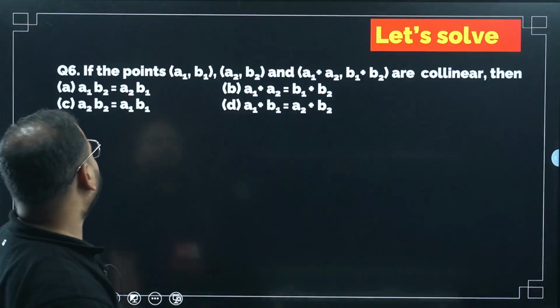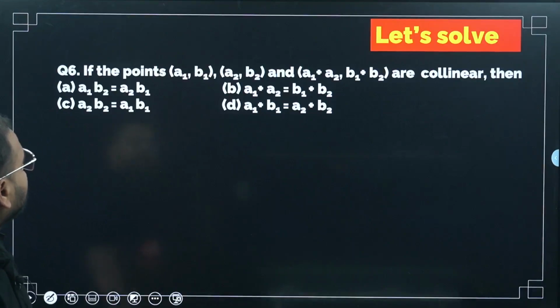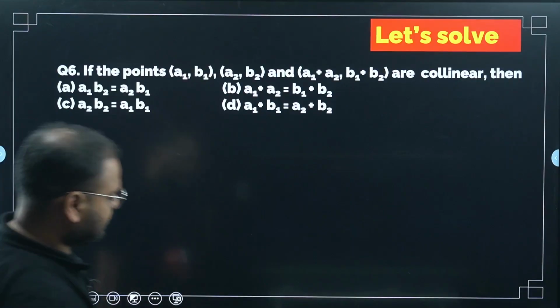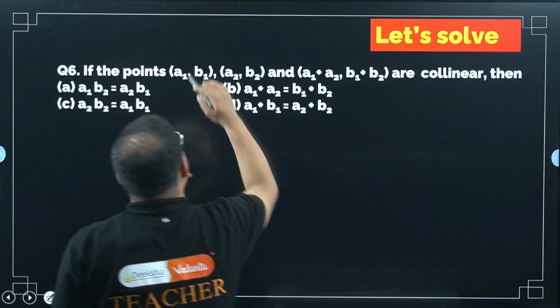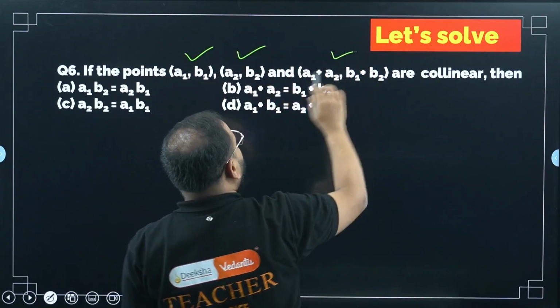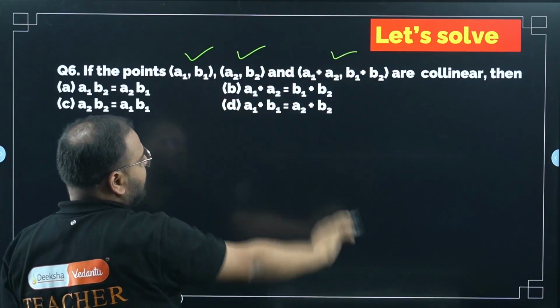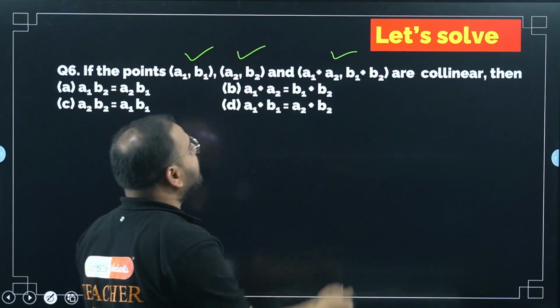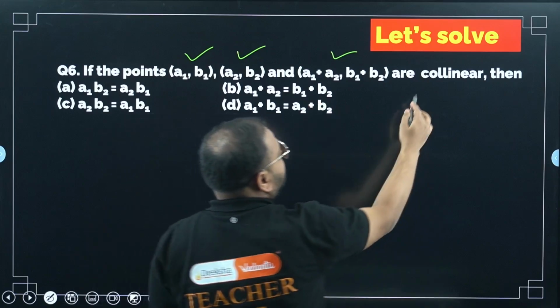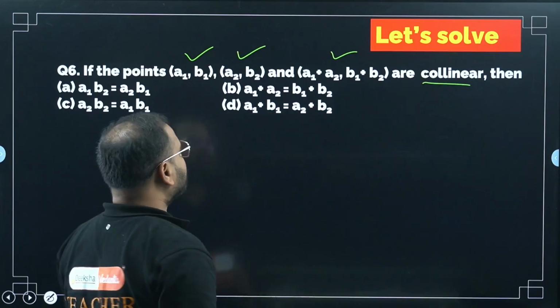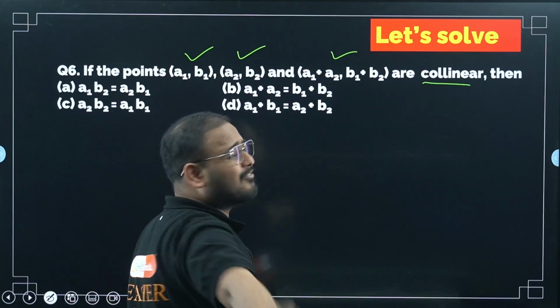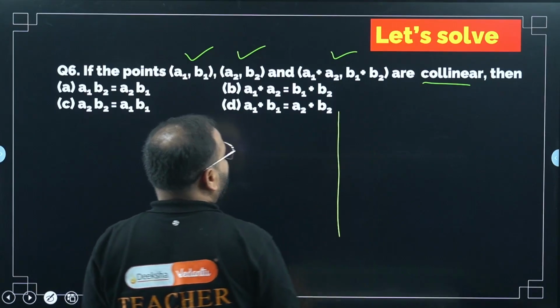Okay, moving on. This problem again says it's collinear. They have given 3 coordinates: A1, B1; A2, B2; A1 plus A2, comma, B1 plus B2, and they're saying it's collinear. Means what? The first thing is to form the matrix. How will that look like?